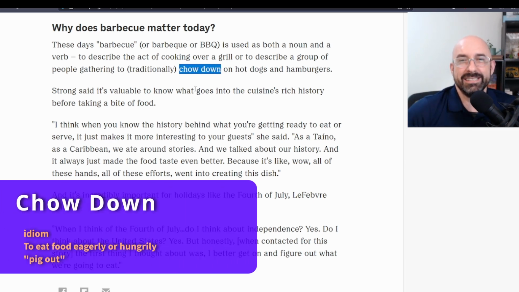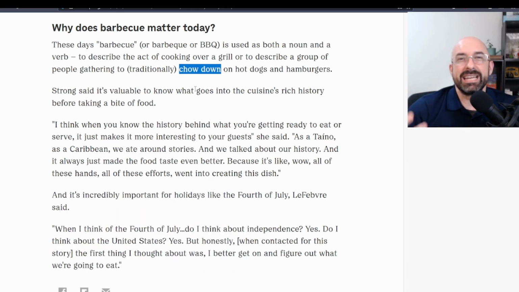Chow down is a very American idiomatic phrase that means to eat, but it also means to eat very fast, almost like an animal. Animals chow down on something. So when you think of eating really, really fast, nom, nom, nom, that's chowing down.